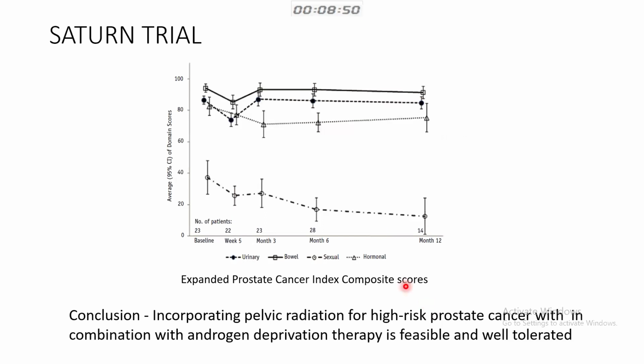So as we can see from this, the initial drop in the EPIC toxicity score is first seen just after the radiotherapy is complete, and it gradually improves to the baseline level subsequently in all the parameters: the urinary tract, the bowel, and even the sexual and hormonal domains. So the authors concluded that incorporating pelvic radiation for high-risk prostate cancer in combination with androgen deprivation therapy is feasible in these high-risk patients and is well tolerated.